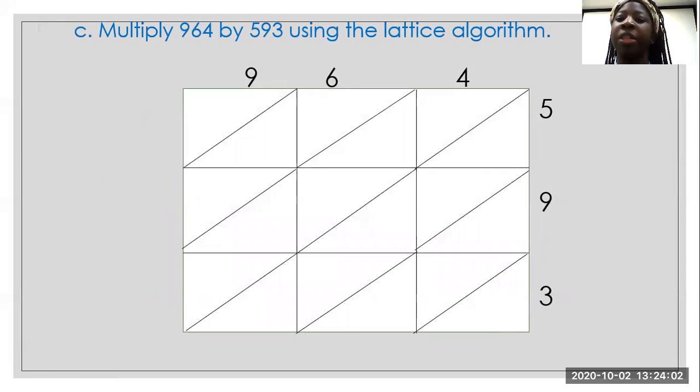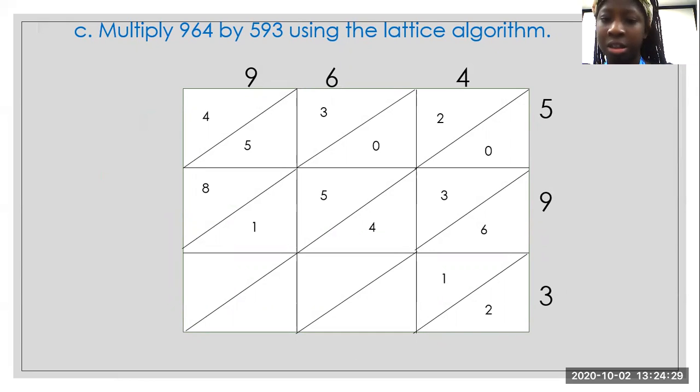Now we have a 3 by 3 still. So we just do this like we did the last one. So 4 times 5, 20. Sorry. 5 times 6 is 30. 5 times 9 is 45. 9 times 4 is 36. 6 times 9 is 54. 9 times 9 is 81.